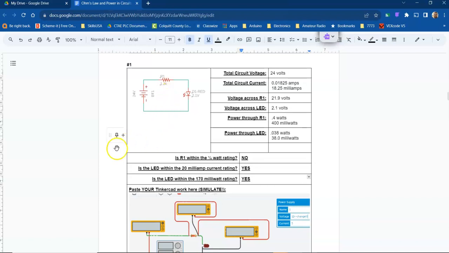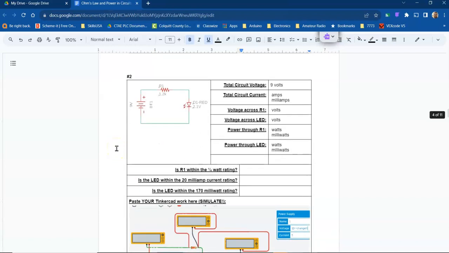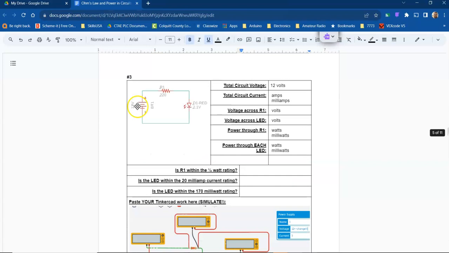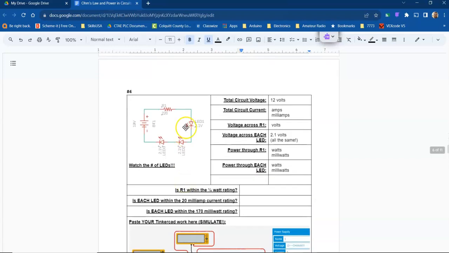So that is how you're going to do all of these on this worksheet. This is exactly the same with a different voltage. This one is a different voltage, different resistor, same LED. This one just has 3 LEDs. So instead of 12 volts, you're going to see 5.9 volts because there's 6.3 volts coming from this.